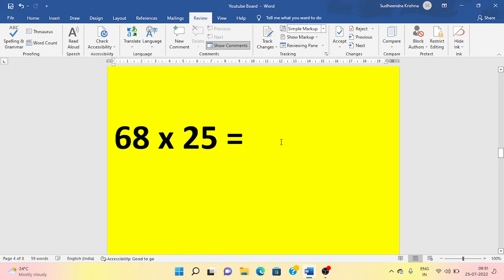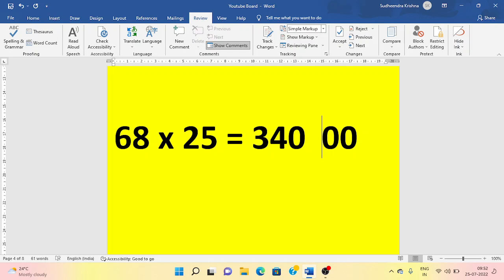Let us take a simple example, 68 into 25. In this method I will write 25 as 5 into 5. That is, we will multiply the number 68 with 5 twice. Let me first multiply 68 with 5. 68 into 5 is 340. Now again you multiply this 340 with 5. When you multiply 340 with 5, you will get 2 zeros and half of 34 is 17. So this is the required answer. 68 into 25 is equal to 1700. It's as simple as this.